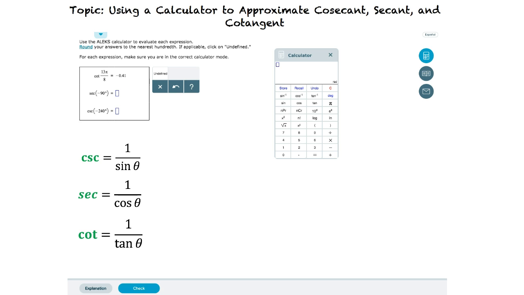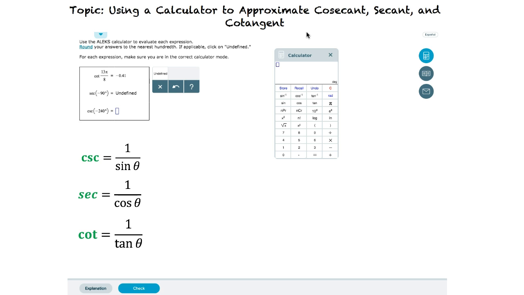Next, let's calculate the secant of negative 90 degrees. We are working in degrees now, so we must change our calculator back into degree mode. Secant is defined as 1 over the cosine of theta, so we enter in 1 over cosine. Here we are asked to find the secant of negative 90 degrees, so we enter in negative 90. We find the result is undefined. This is because the cosine of negative 90 degrees is 0, and 1 over 0 is undefined.